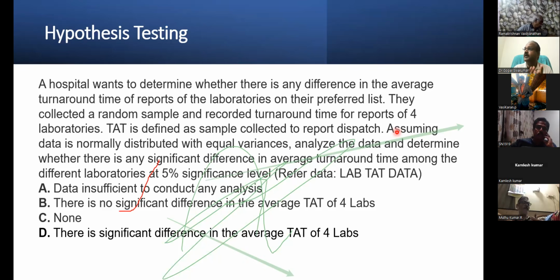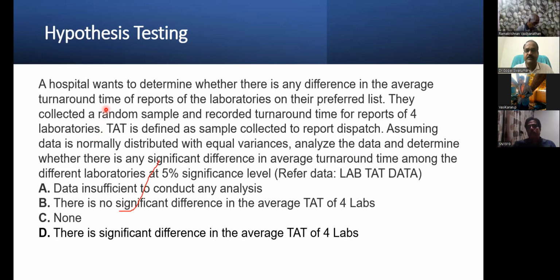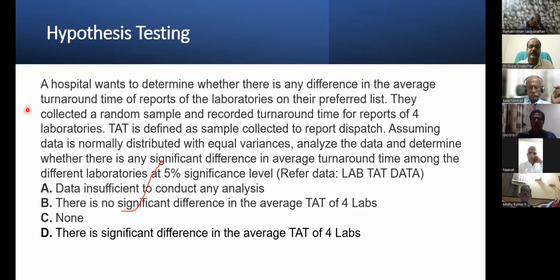Is it regression? Regression is studying relationships, getting the mathematical equation. We are only checking here whether one of the laboratories is significantly different from another laboratory. There are 4 here. What is this hypothesis testing called? You all have studied. It is the ANOVA test.